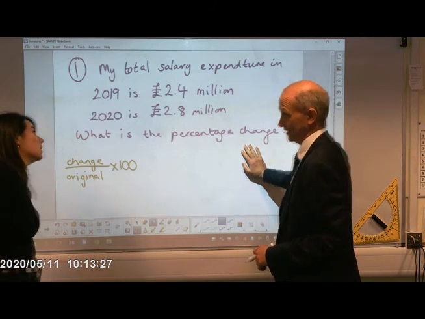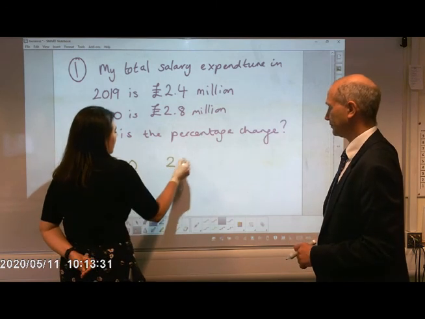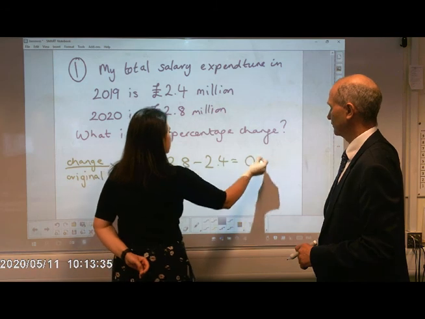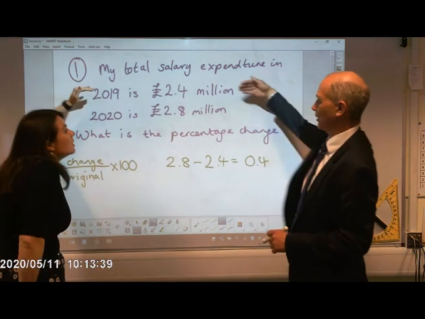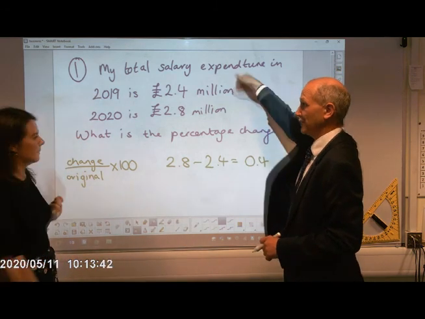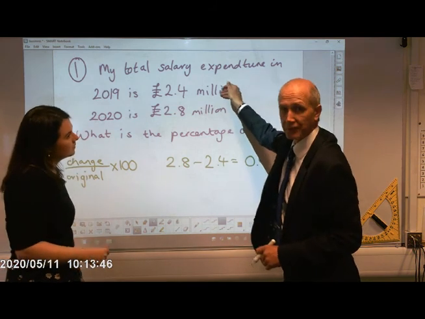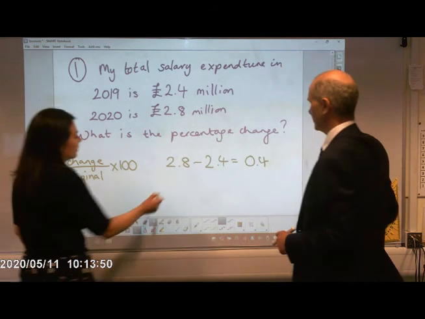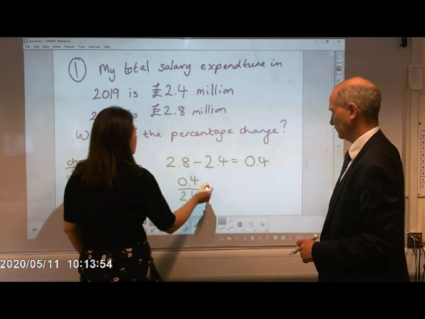So, the change is the difference. You've got 2.8 minus 2.4, which means the change is 0.4. The original is what it was first, so the 2.4 is the original. It's the first bit of information that they give you normally, but not always, so be careful to look at the dates. So we're going to have 0.4 divided by 2.4 times 100.